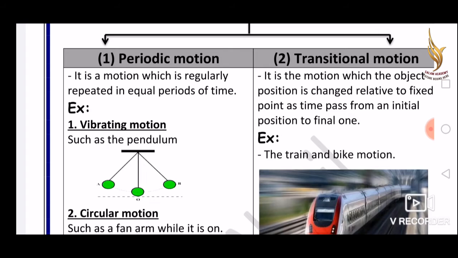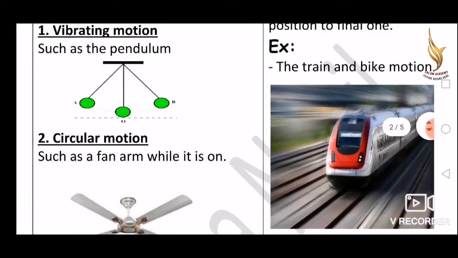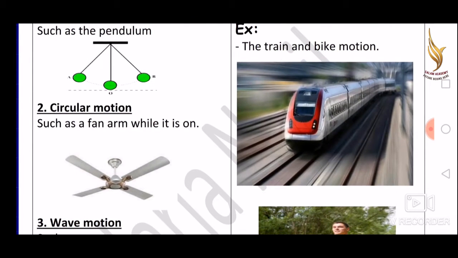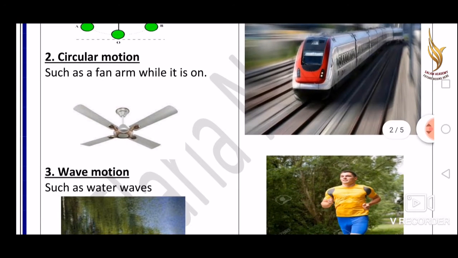For example, vibrating motion, such as the motion of a pendulum. When the pendulum moves, its motion is repeated in equal periods of time. So vibrating motion is a periodic motion. Okay? Number 2, circular motion. Circular motion, such as a fan arm while it is on. Circular motion like the fan arm motion is a periodic motion.